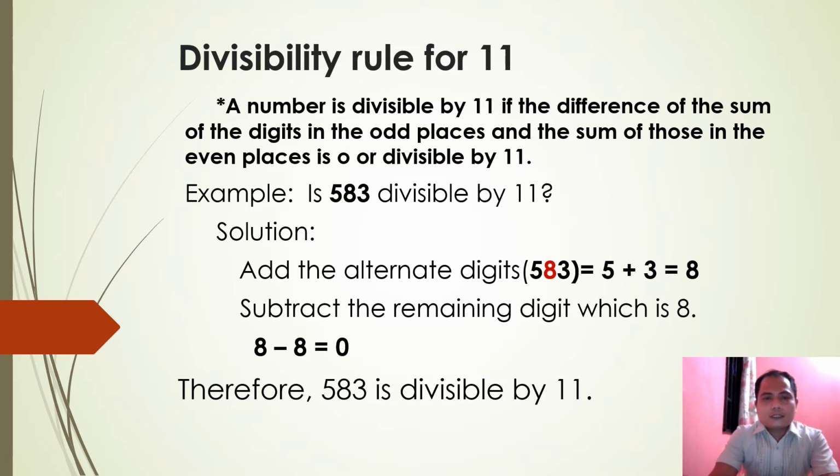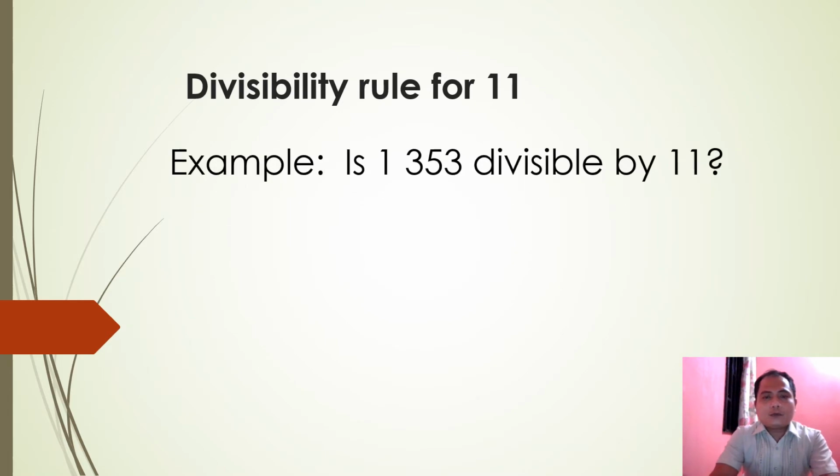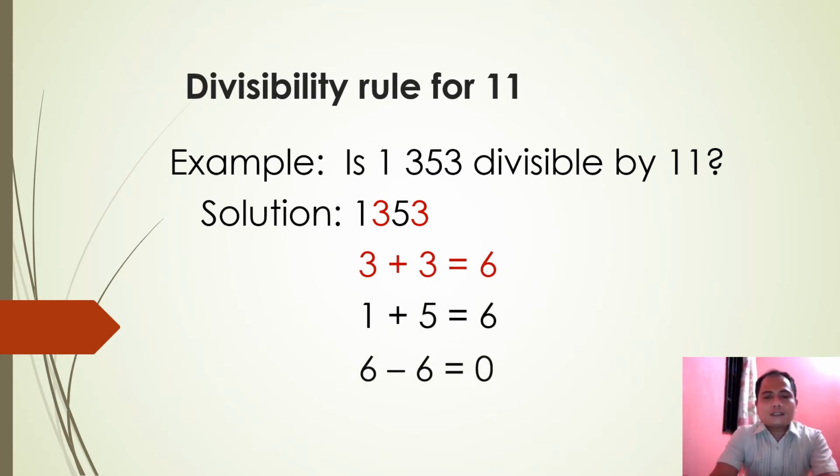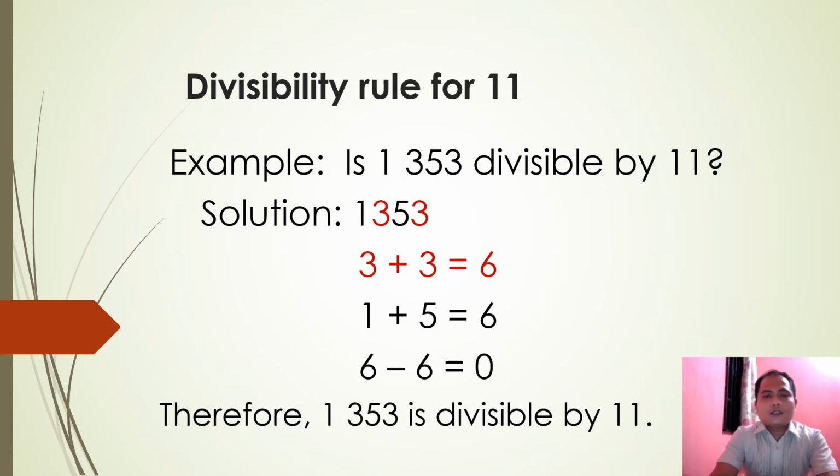Okay? To understand more, let's try another example. Is 1,353 divisible by 11? So, we will add first the numbers alternately. So, yung 1 and 5 magkasama. 3 and 3 is magkasama. So, 3 plus 3 is 6. 1 plus 5 is 6. 6 minus 6 is 0. Therefore, 1,353 is divisible by 11. Okay, so dito, mag-a-add lang tayo alternately, hindi yung magkakatabi. Alright?